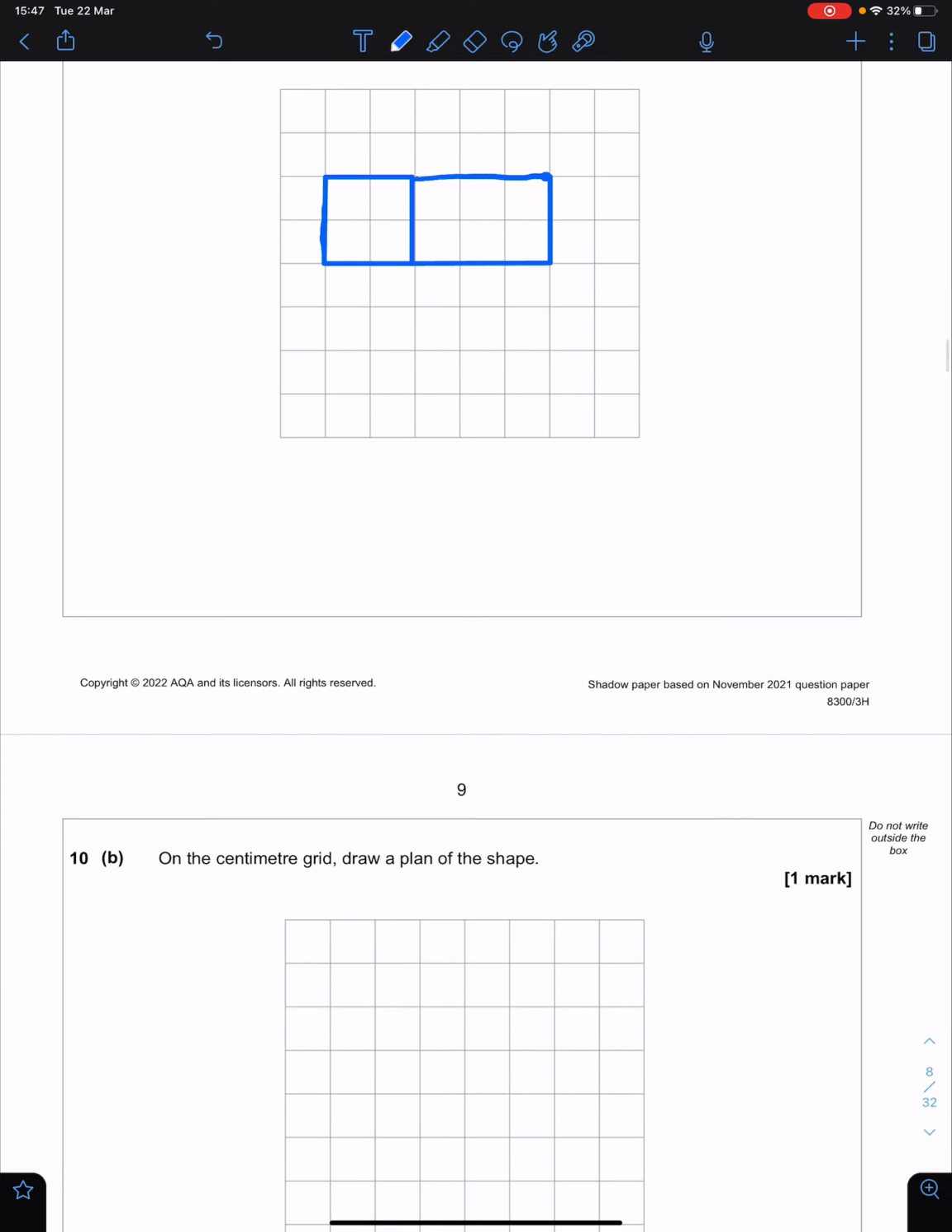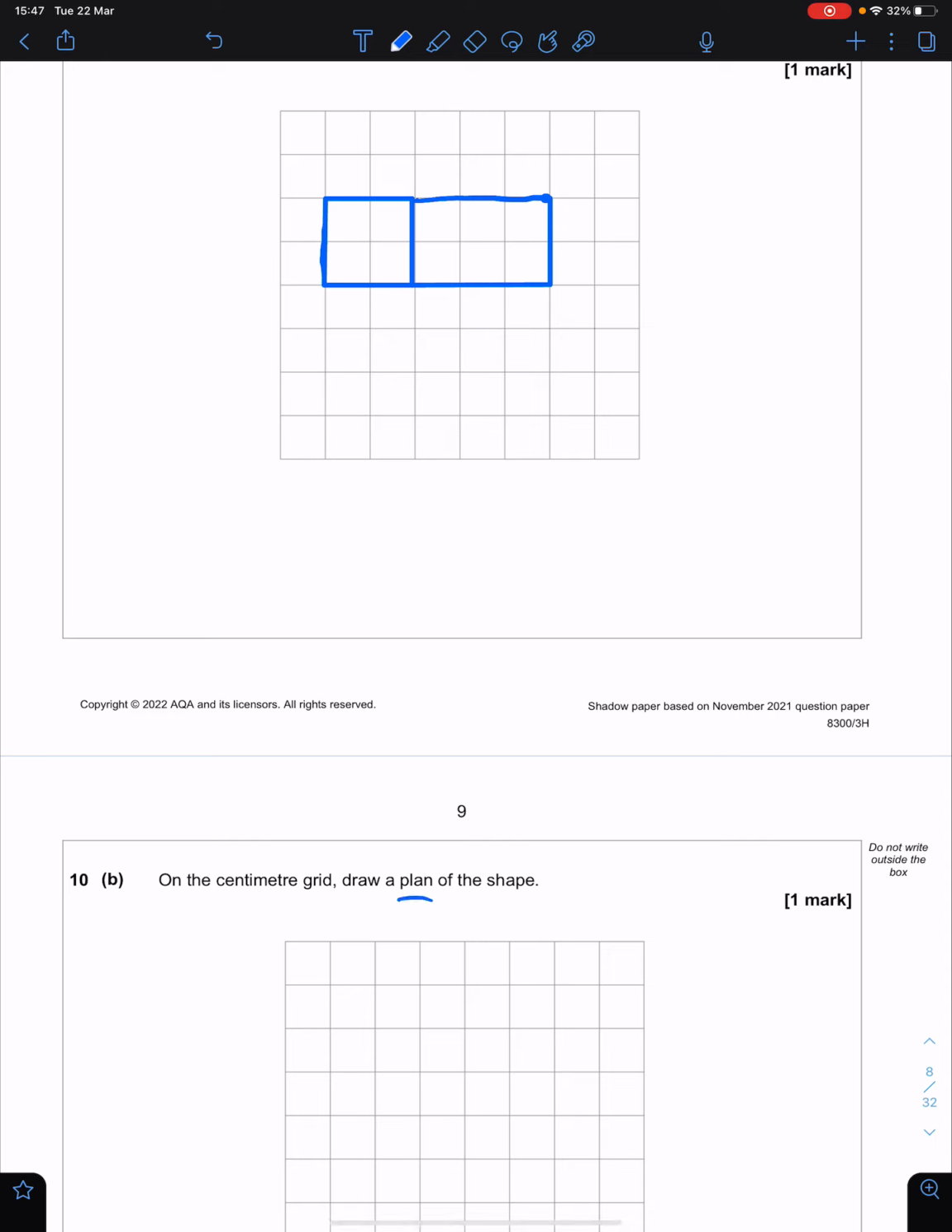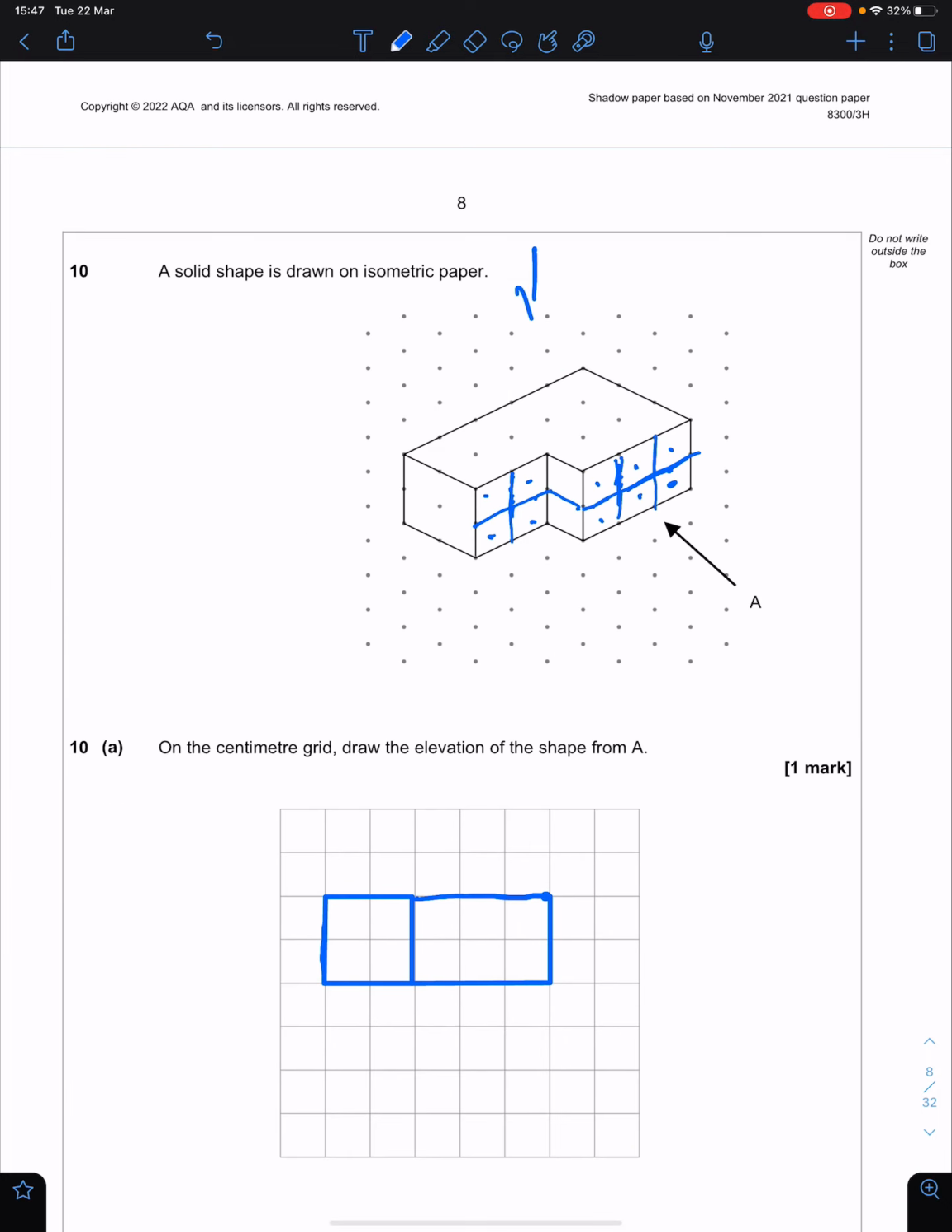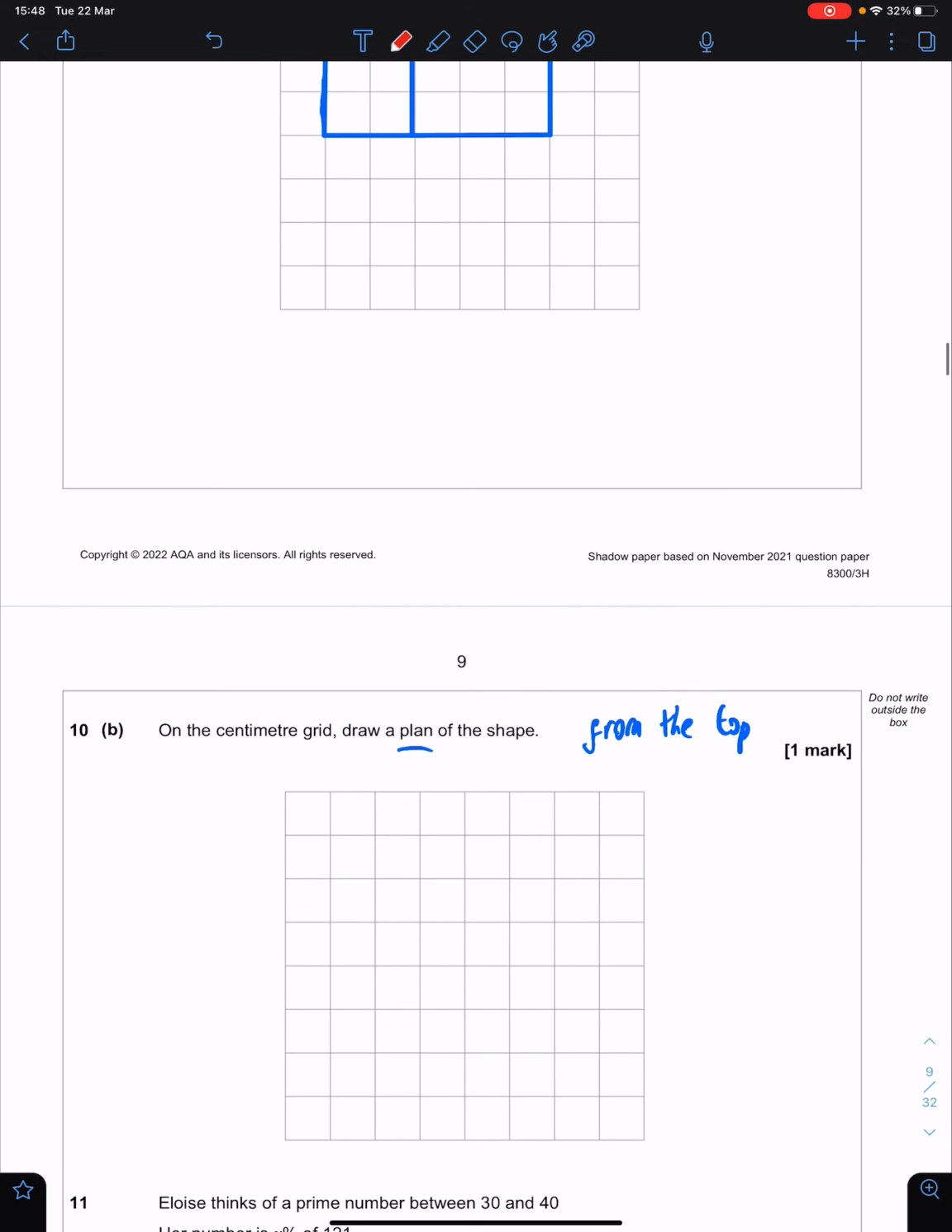Okay, and then it says on the centimeter grid, draw the plan. Plan means from the top, from bird's eye view. So what does it look like from here, basically, if you were to look down on it? Well, let me do it in a different color, actually. We can see it's taking up these kind of squares. Yep, like that. So we can see 1, 2, 3, 4, 5, 6, 7, 8, 9, 10, and then a further 1, 2, 3 down here. So it's like a 2 by 5 across.